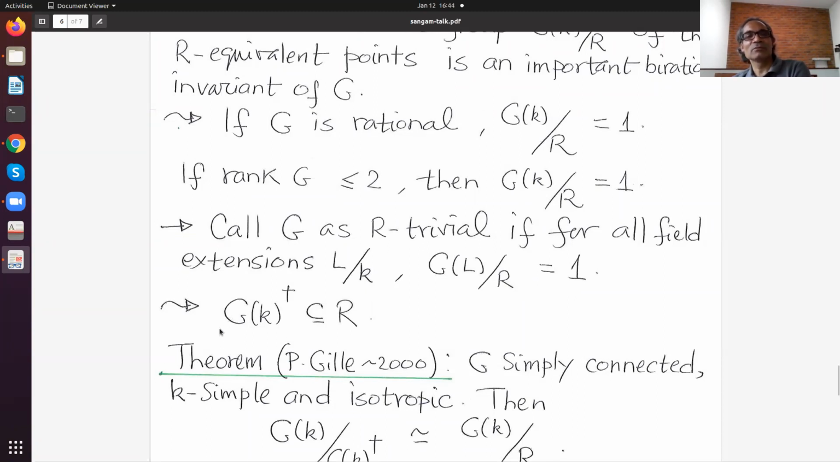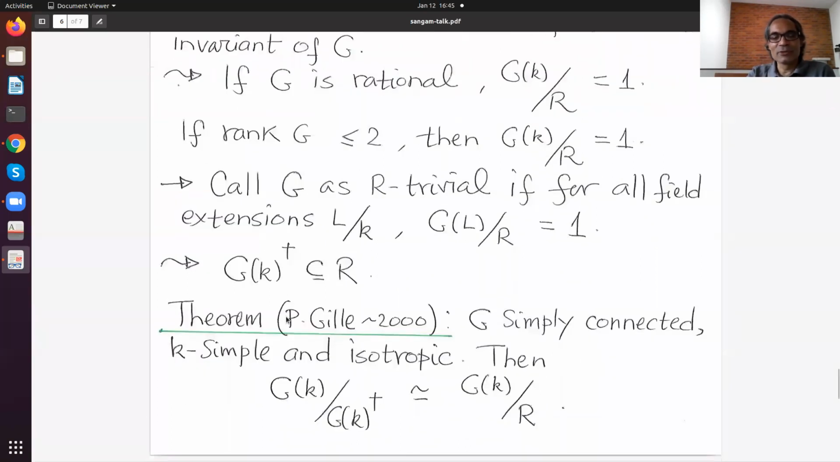So this is the definition of R-triviality of groups, which is rather strong. And we saw that G(K)-dagger is contained in R. We saw this in the example of SL_N. Actually, one needs to work; it's not so trivial, but if you look at SL_N(K), there you can see easily. You can just connect any unipotent to the identity matrix by means of a straight line segment, in fact. But in general, this is true. This is always contained in R. This R means these are the points which can be joined to the identity by a rational map from the affine line.